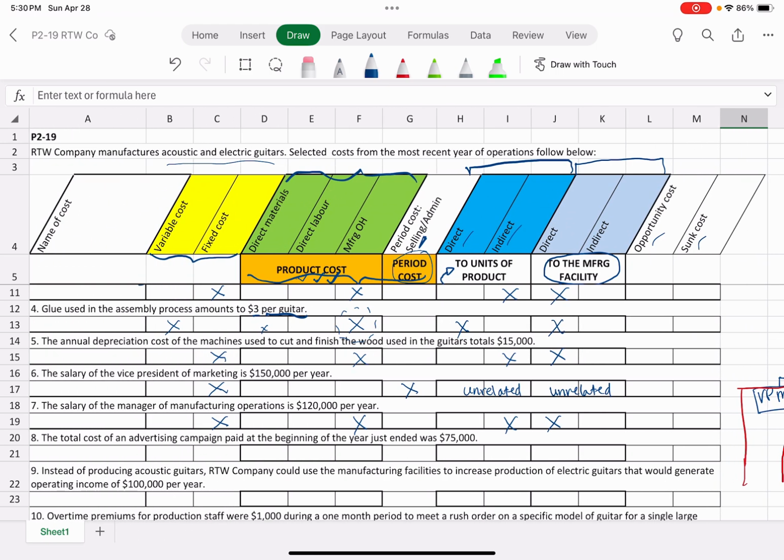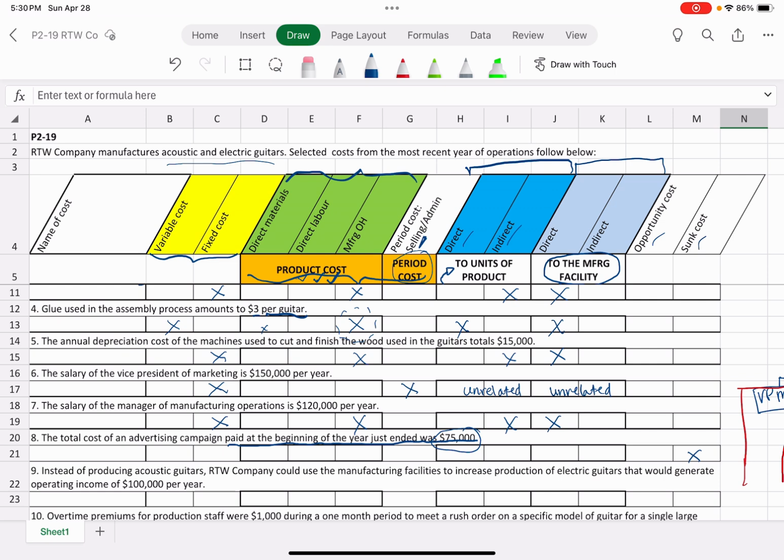The total cost of an advertising campaign paid at the beginning of the year just ended was $75,000. Okay, what they're trying to get at here is a sunk cost. So whatever we decide going forward, there's nothing we can do to get this $75,000 back. It's a sunk cost. Our decisions on how many guitars to produce, how successful the advertising campaign was, we make those decisions on a look forward basis, not as if we could recoup that money. So that makes it a sunk cost.